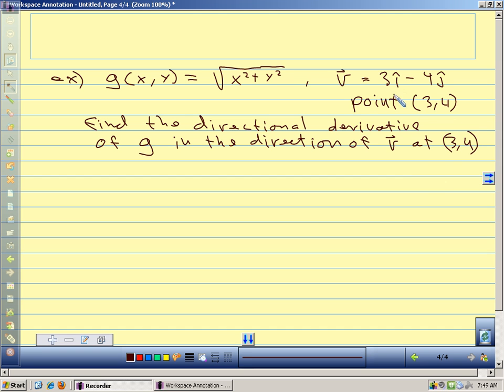Well, the first thing we need is a unit vector. Our directional derivative, D_v of g, is going to be del g dot v over the length of v. We need a unit vector. So let's calculate our gradient first. Del g is going to be the partial of our function with respect to x in the i direction. So what's the partial derivative of this function with respect to x?